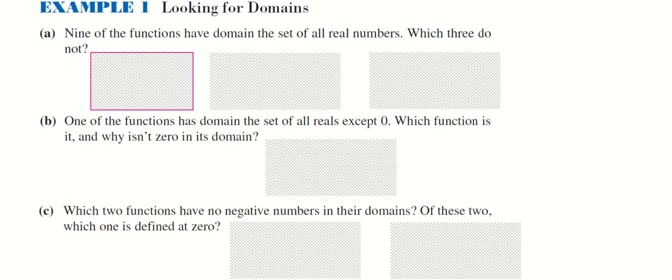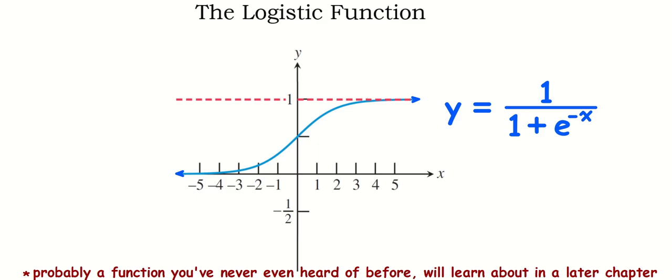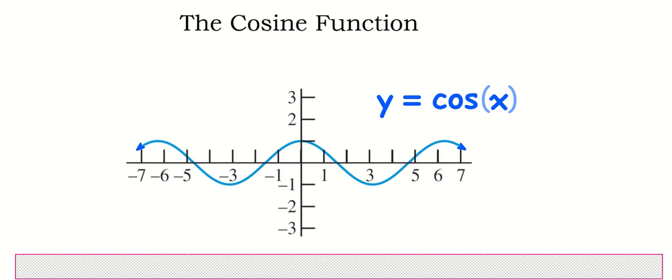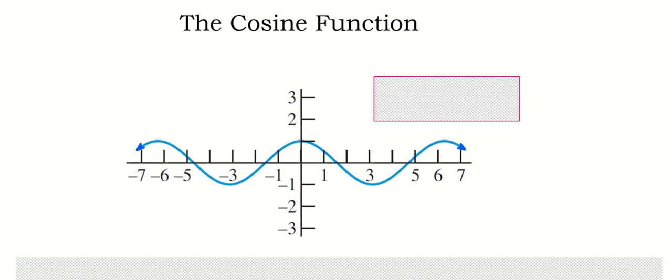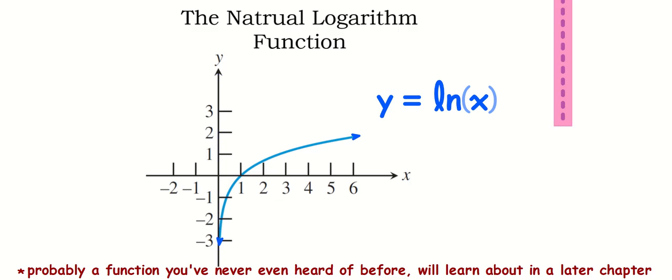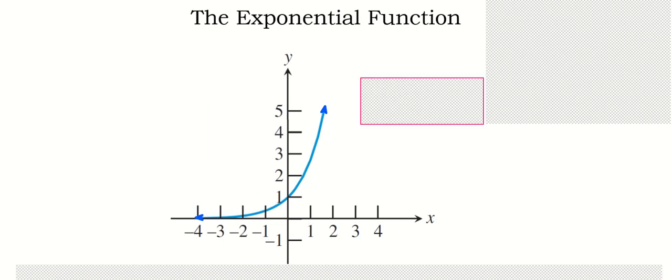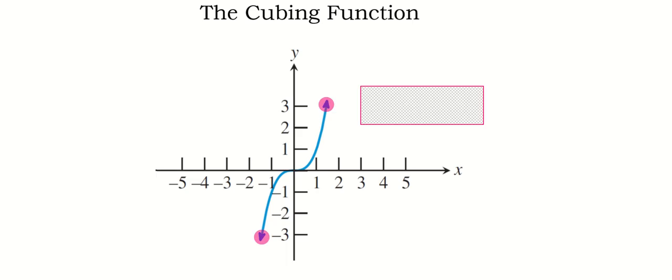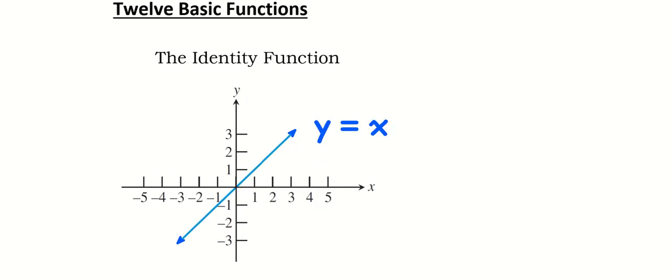So then some examples. 9 of the functions have domain that's the set of all real numbers. Which 3 do not? So knowing what the graphs look like, even though some of these are so new, what are the 3 of these where the domain is not everything? Like, yeah, everything, because this graph covers left to right. It covers from negative infinity to the left to positive infinity to the right.